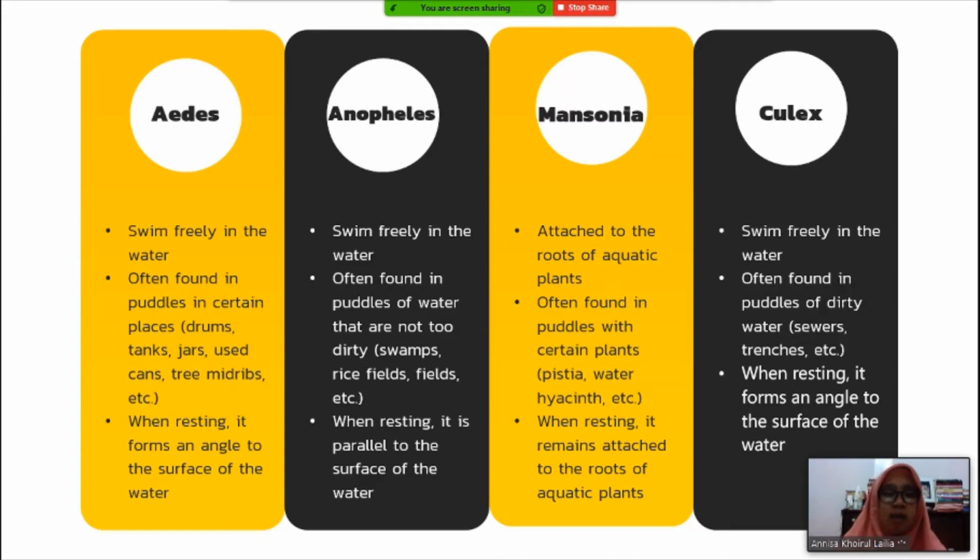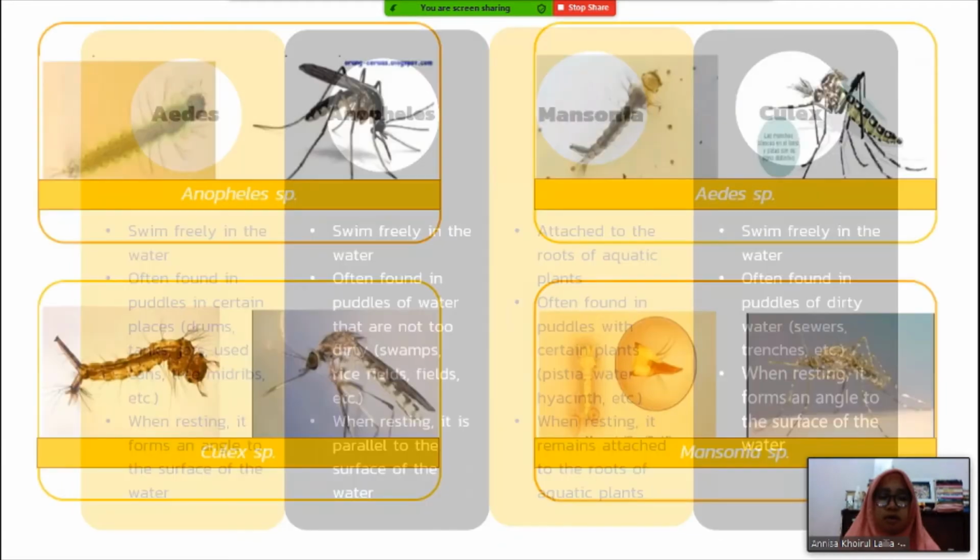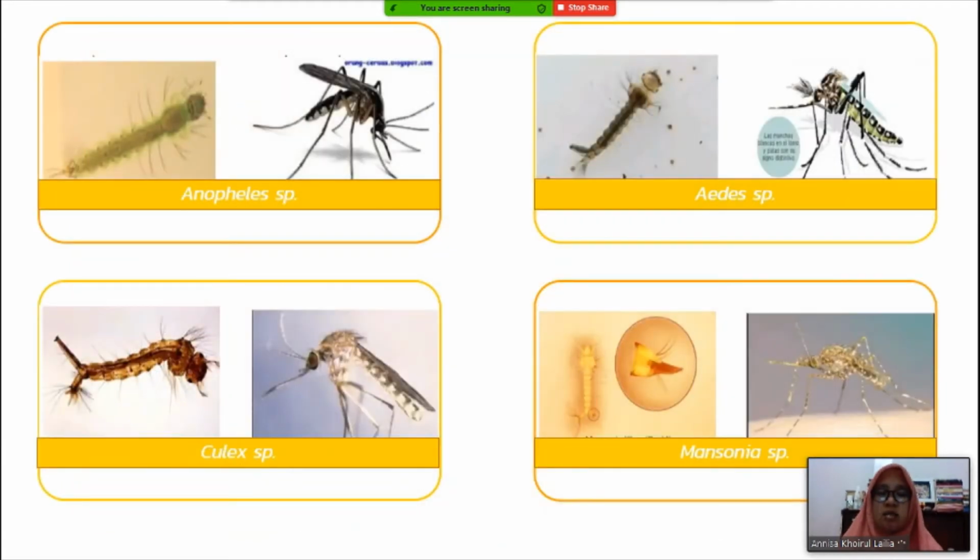And how about Culex? They swim freely in the water and are often found in puddles that are dirty, such as sewers and trenches. And when resting, they also form an angle to the surface of the water. These are the pictures of the larva and the adult mosquito of Anopheles, Aedes, Culex, and Mansonia.